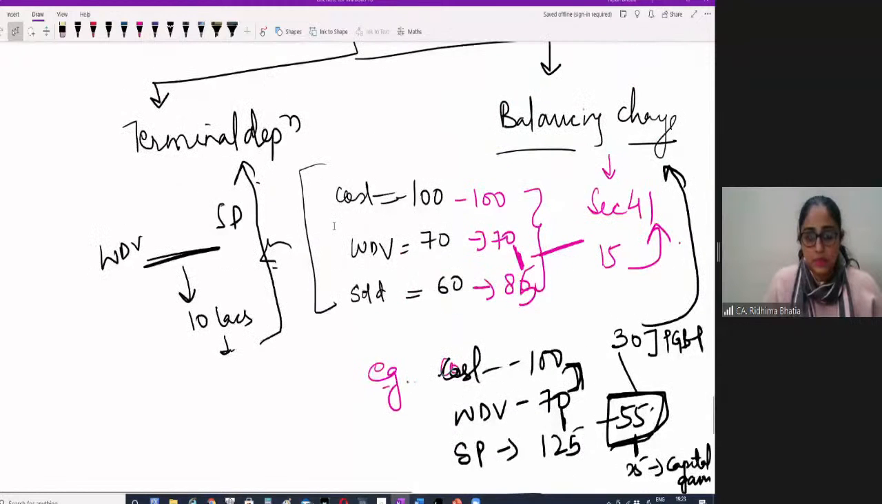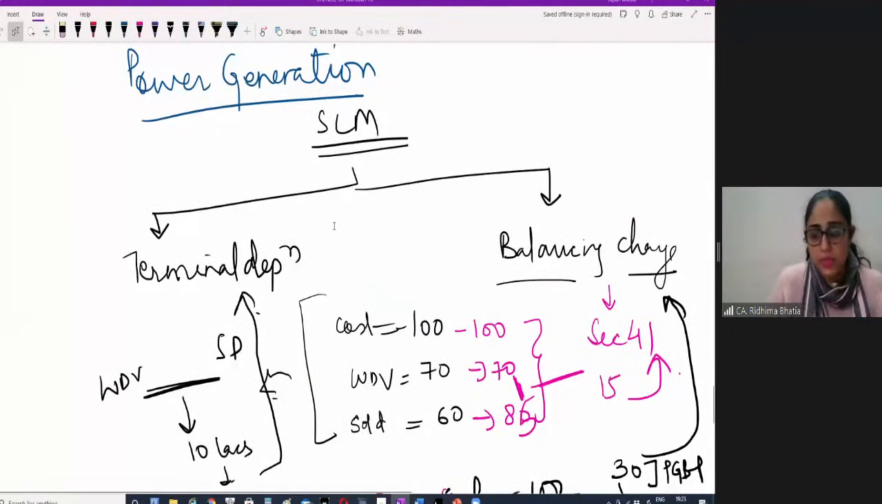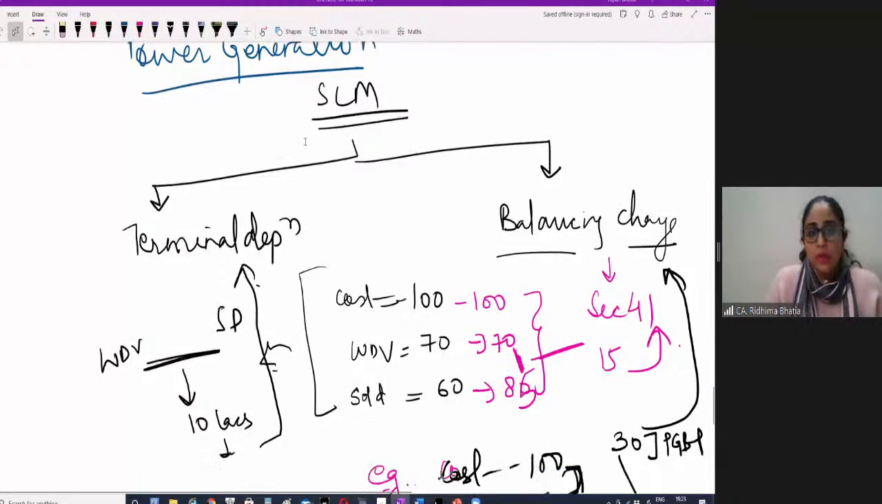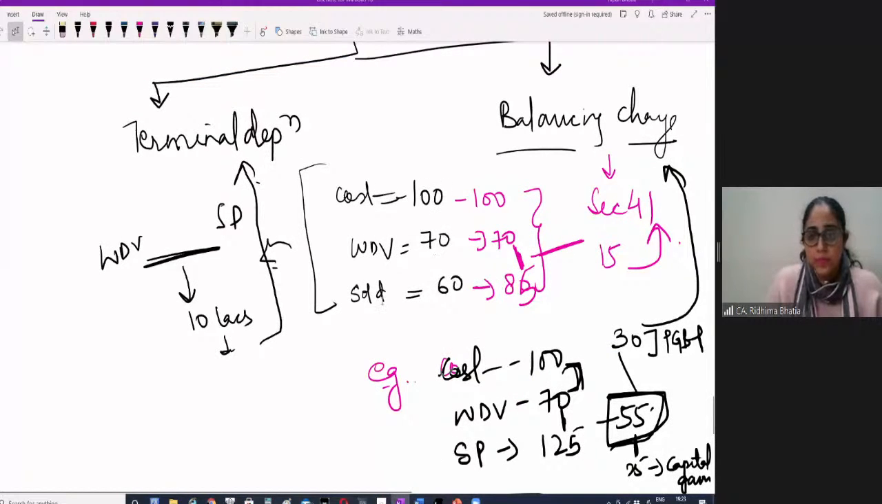Take a time to absorb this. I'll repeat it again very quickly. For power generation, if they're opting for SLM, and if the sale price, the black handwriting, is less than WDV, then the balance amount will go as my terminal depreciation. The balance amount will go as my terminal depreciation. Reason being that this is the depreciation which we are writing off at the time we are terminating the asset.